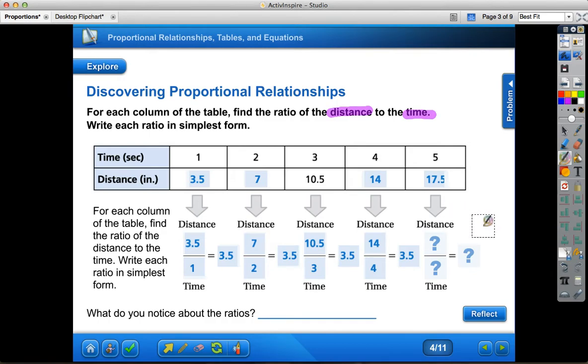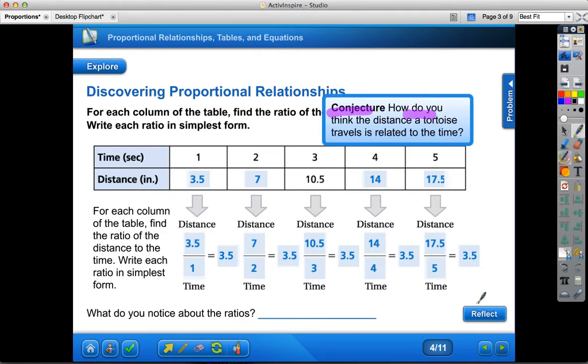I get 17.5. So to go 17.5 inches, it takes him 5 seconds. If I break that down, again, it breaks down to 3.5 inches in 1 second. So what do you notice about the ratios? You should notice that all the ratios break down to the same ratio. They all break down to the 3.5 inches in 1 second. Because they do this, I can determine that all of these ratios are proportional.